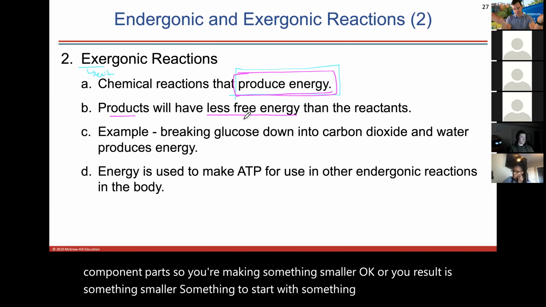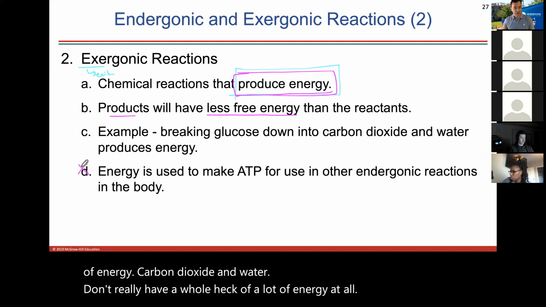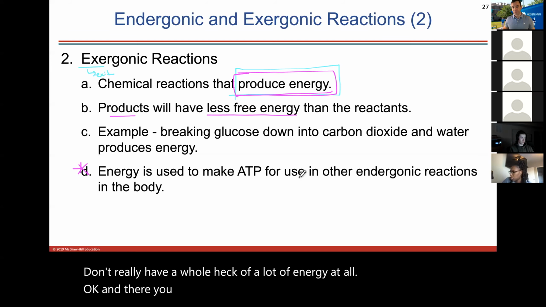That's basically a catabolic type of reaction, okay? Where glucose is broken down into stuff that's smaller, stuff that really doesn't have a whole heck of a lot of energy. Carbon dioxide and water don't really have a whole heck of a lot of energy at all. These are the type of reactions that help to fund endergonic reactions.